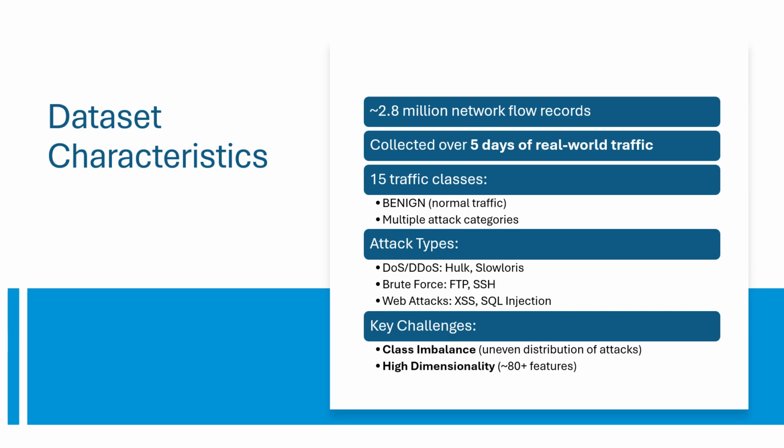Dataset characteristics. The dataset consists of approximately 2.8 million network records, collected over 5 days of real-world traffic. It includes 15 traffic classes, including benign traffic, and multiple types of attacks, such as denial of service, brute force, and web-based attacks. However, it also presents challenges, including class imbalance and high dimensionality, which must be addressed for effective model performance.